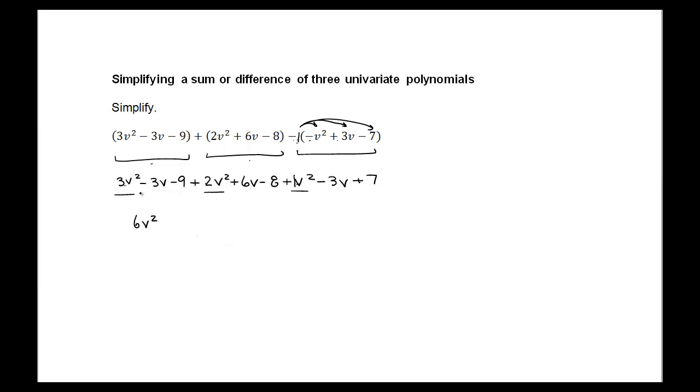Then I'm going to go to my v's. I have a -3v, and then I have a plus 6v, and I have another minus 3v. So I have a minus 3 plus 6 gives me a positive 3, then a minus 3 gives me really 0 v's. And then the last part, I have my constant terms here, so I have a -9 minus 8 gives me a -17, plus a 7 gives me a -10. So this 0v just simply goes away, so my answer is going to be 6v squared minus 10.